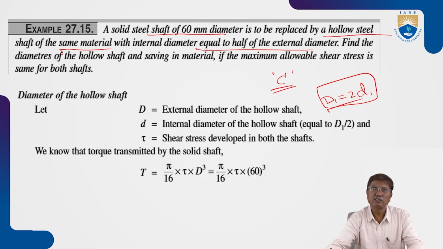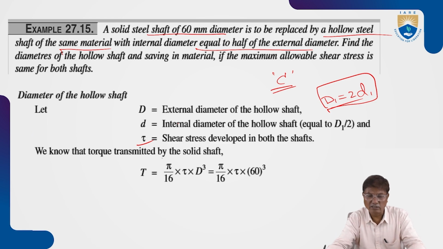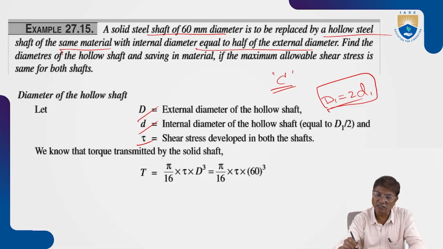The condition given is that the maximum allowable shear stress is the same for both. Okay, tau is the same. So here capital D is given as the external diameter and small d is the internal diameter. So we'll use the same notation here.